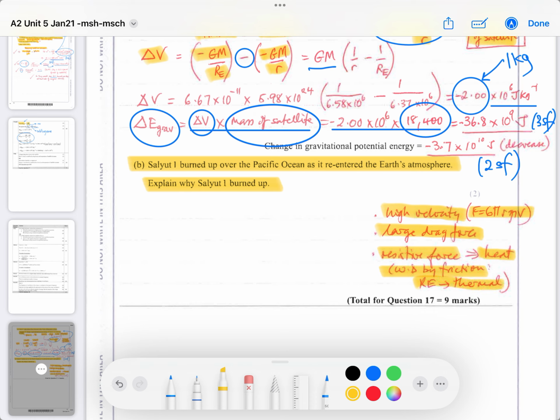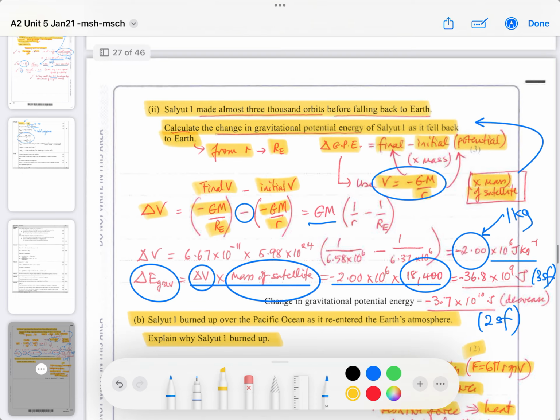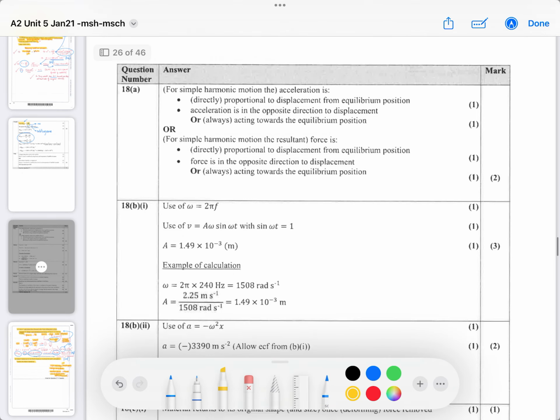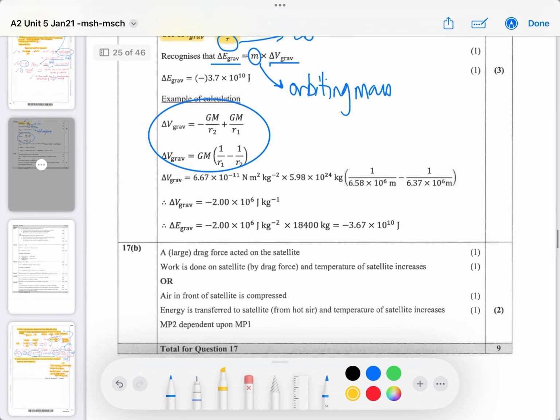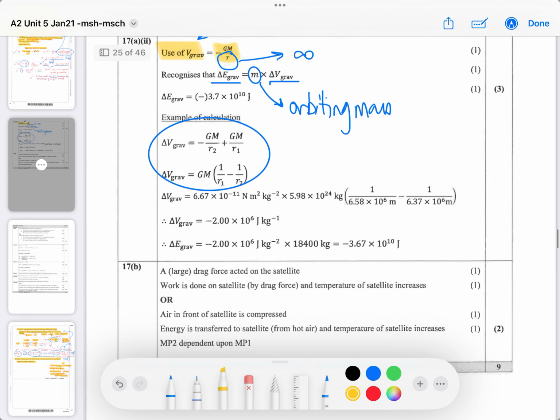So somehow you got to get 2 marks by explaining this, and you can go back and look at the mark scheme. Let me just end the video by showing you the final bit of the mark scheme. Okay? Then you can stop the video and have a look at it.